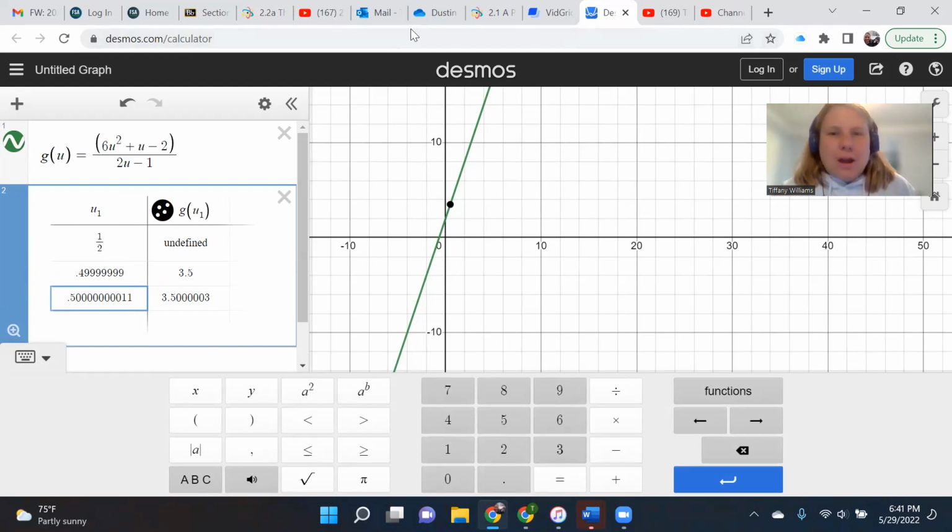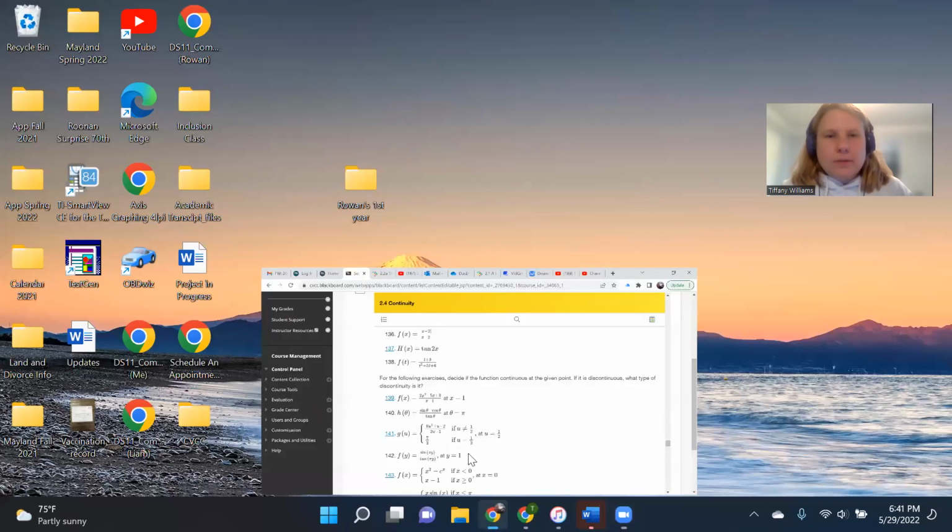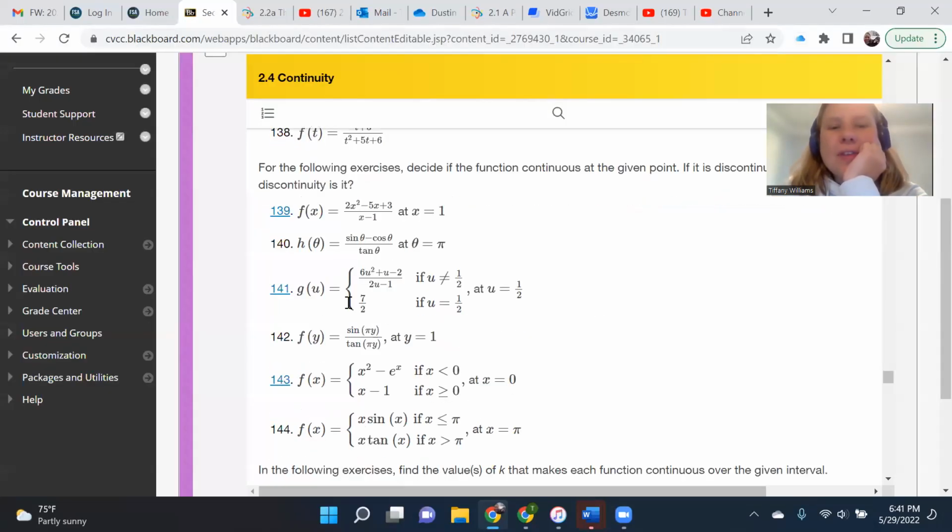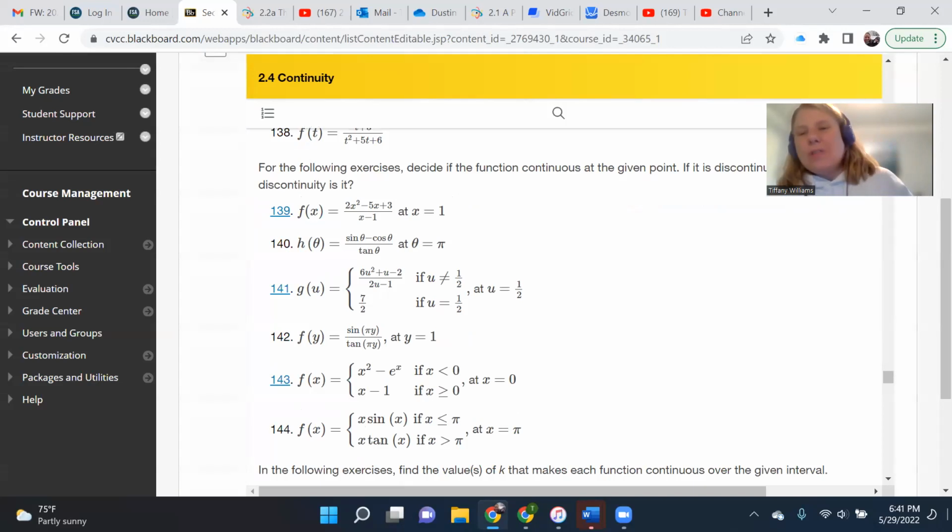So let's go back to our book here. Notice what they have done. They are saying, oh, if u is 1/2, let's fill that hole in as 7/2. So they are specifically picking the one place where we have a hole in the graph, and then through this idea of piecewise defined functions, they're going to fill that hole in.